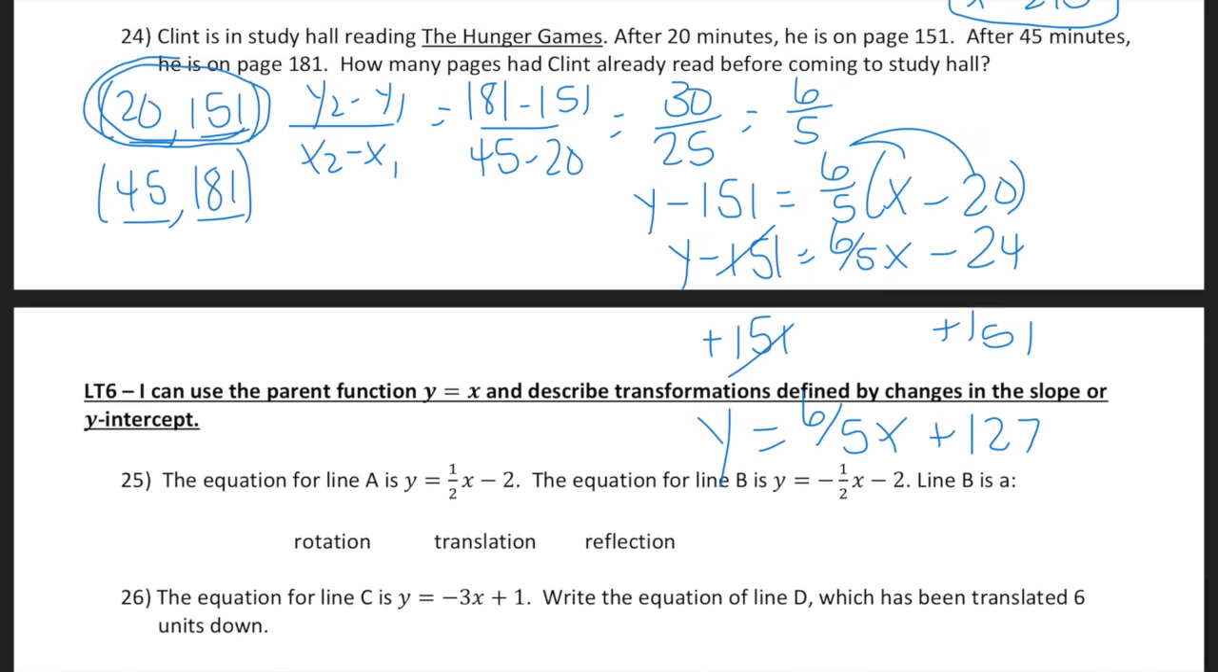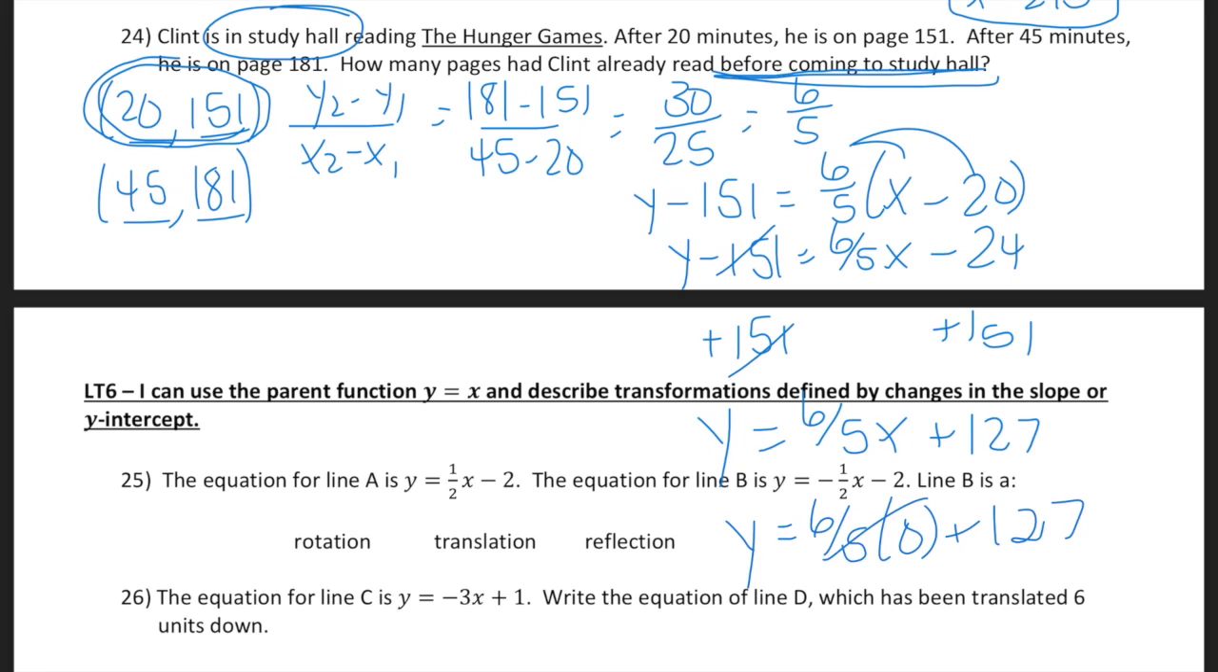So the question wants to know how many pages had Clint already read before coming to study hall. So that means if he's in study hall right now, I want to know how many pages he had read before he came. So that would be where study hall is 0 minutes. And it's going to be 127 pages.